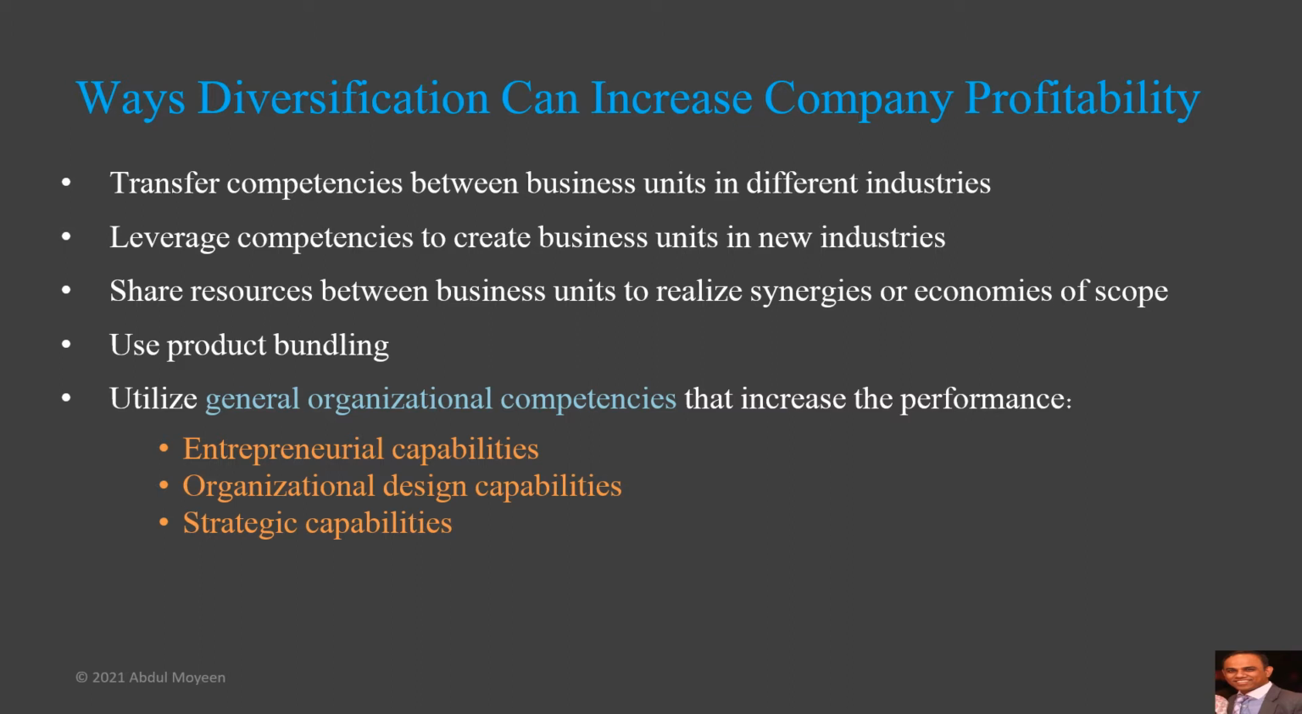Managers must be aware that the cost of coordination necessary to achieve these synergies or economies of scope within a company may sometimes be higher than the value that can be created by such a strategy. So, one of the sources of economies of scope that firms seek through diversification is product bundling.